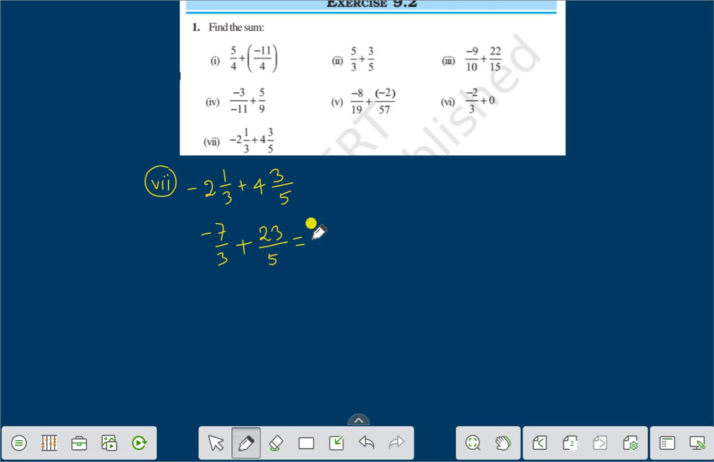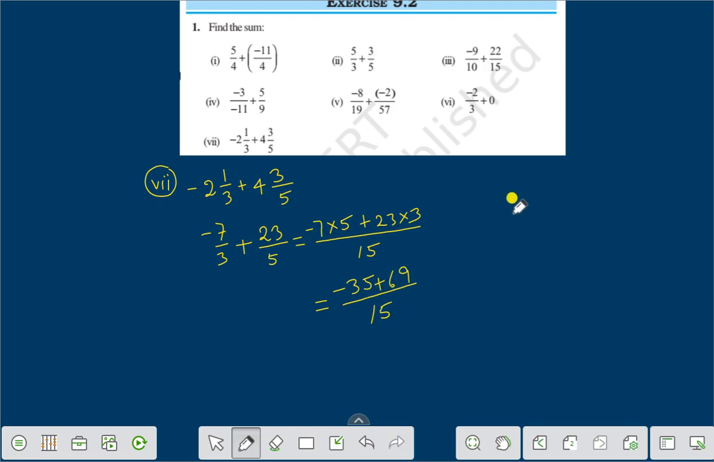That is equal to, the LCM of 3 and 5 is 15, right? And this is minus 7. If we divide 15 by 3, it is 5, and minus 7 into 5 is minus 35, plus, divide 15 by 5, that is 3, 23 into 3 is 69, and this is by 15.